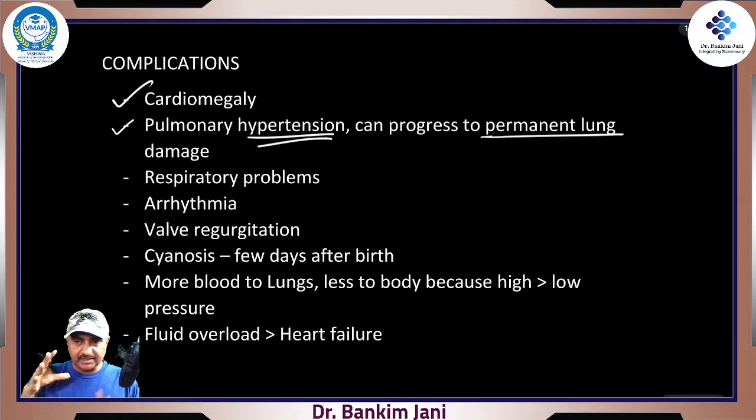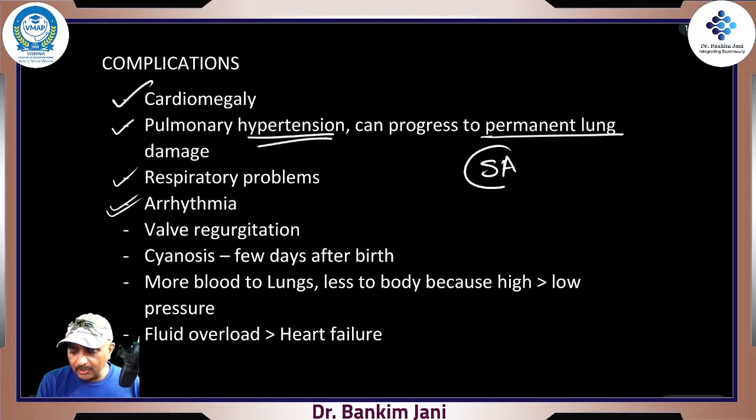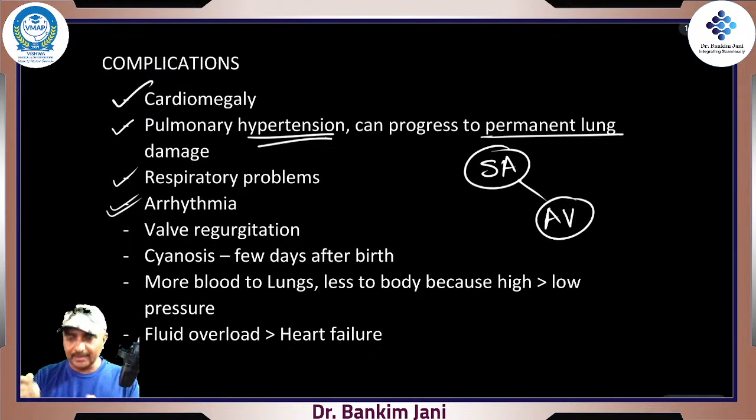Pulmonary hypertension, as the tension increases, it leads to damage. Respiratory problem, because lungs are damaged. Arrhythmia, a common thing, because when situations are like that, the SA node, the AV node, poor things, are so delicate. Such a small, delicate circuit should at least get proper oxygen. Then and only then can this electrical system work. If they are not getting oxygen, they start working irregularly, and that leads to arrhythmias.